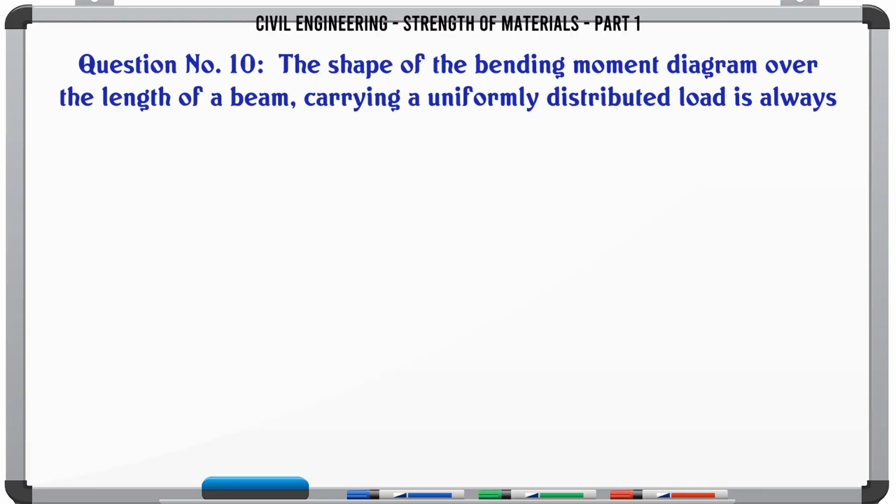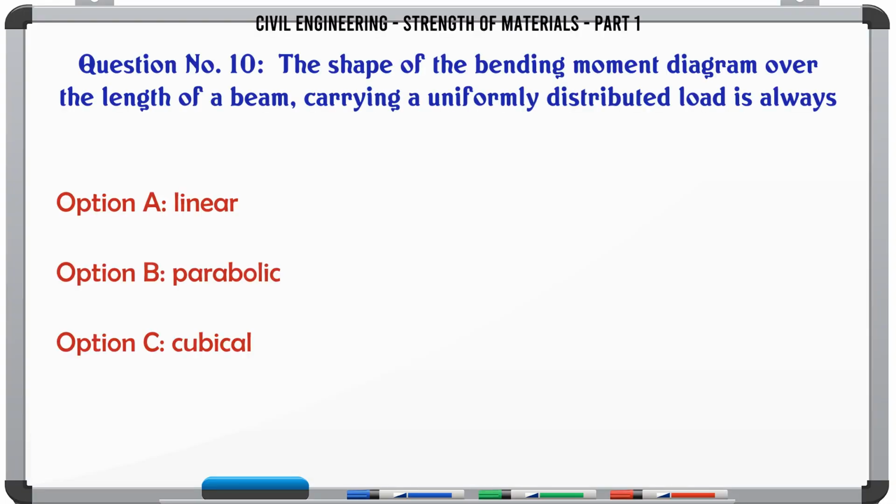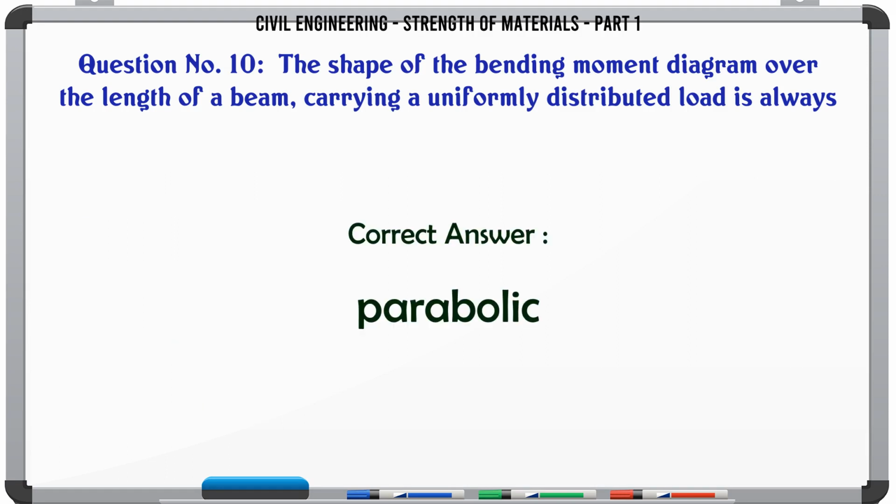The shape of the bending moment diagram over the length of a beam carrying a uniformly distributed load is always: (a) linear, (b) parabolic, (c) cubical, (d) circular. The correct answer is parabolic.